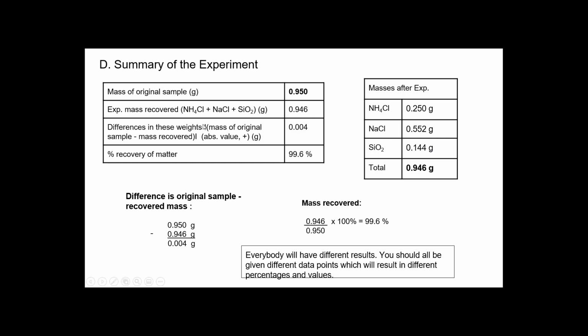Differences in these masses, and these are absolute values, so you will not have any negative values. So I subtracted this, and I have a very small difference in these. Then I did my percent recovery. So here is mass recovered. I have my mass of the original sample before the experiment, and I have my mass after the experiment. And I set that on top. My mass recovery is 99.6.